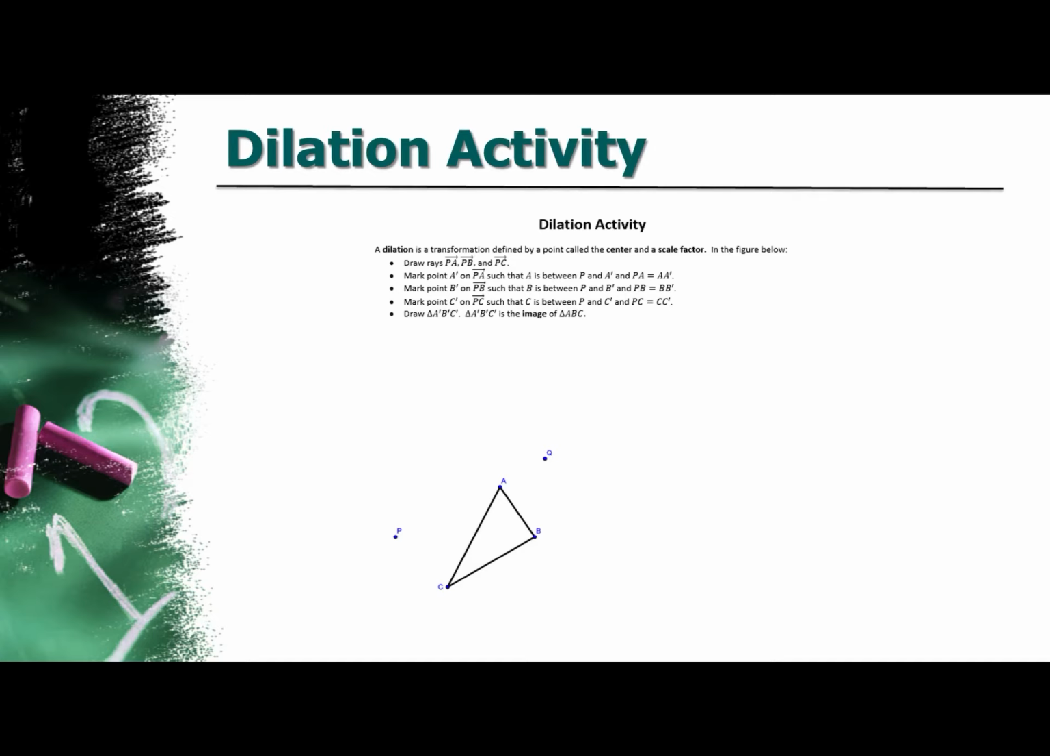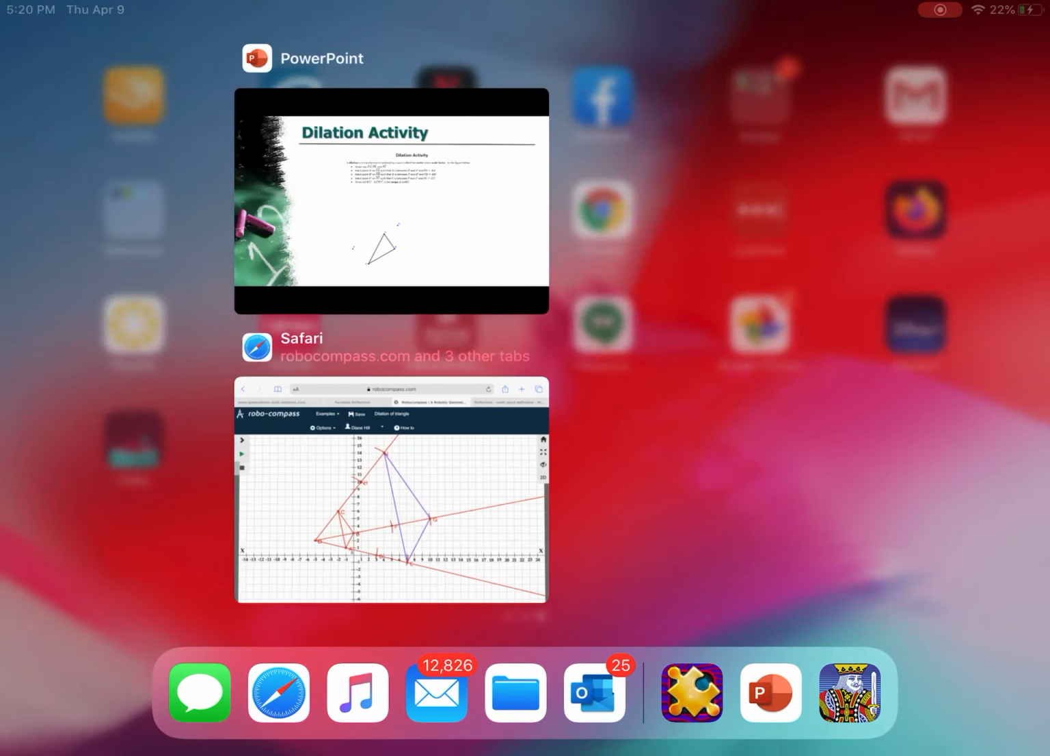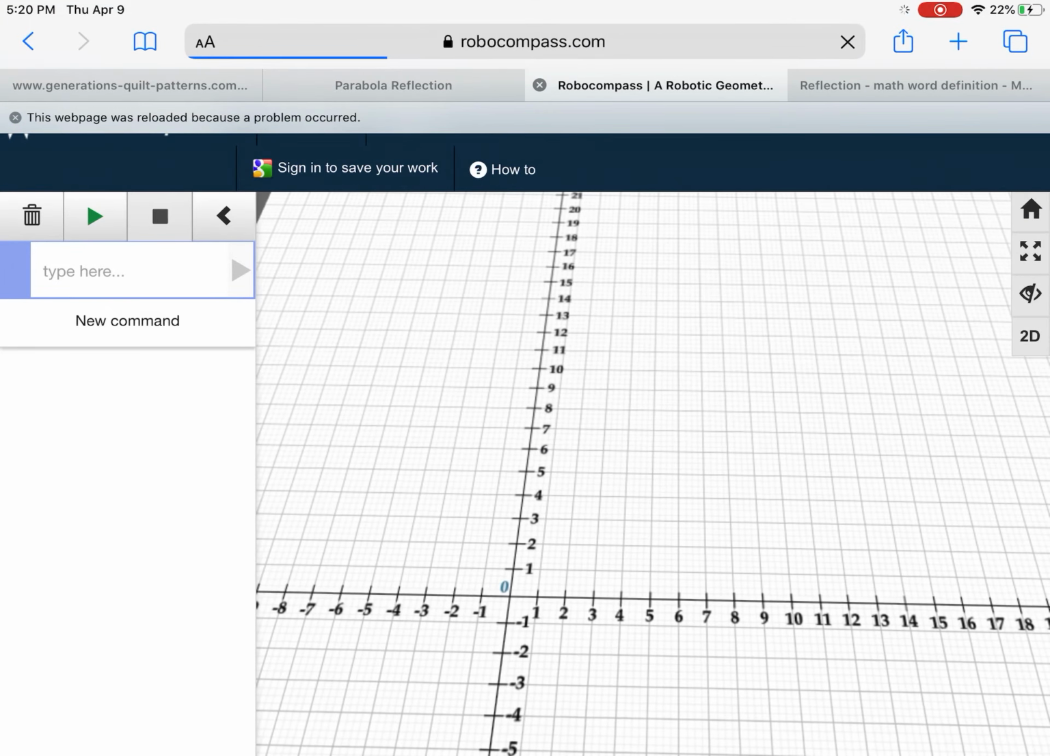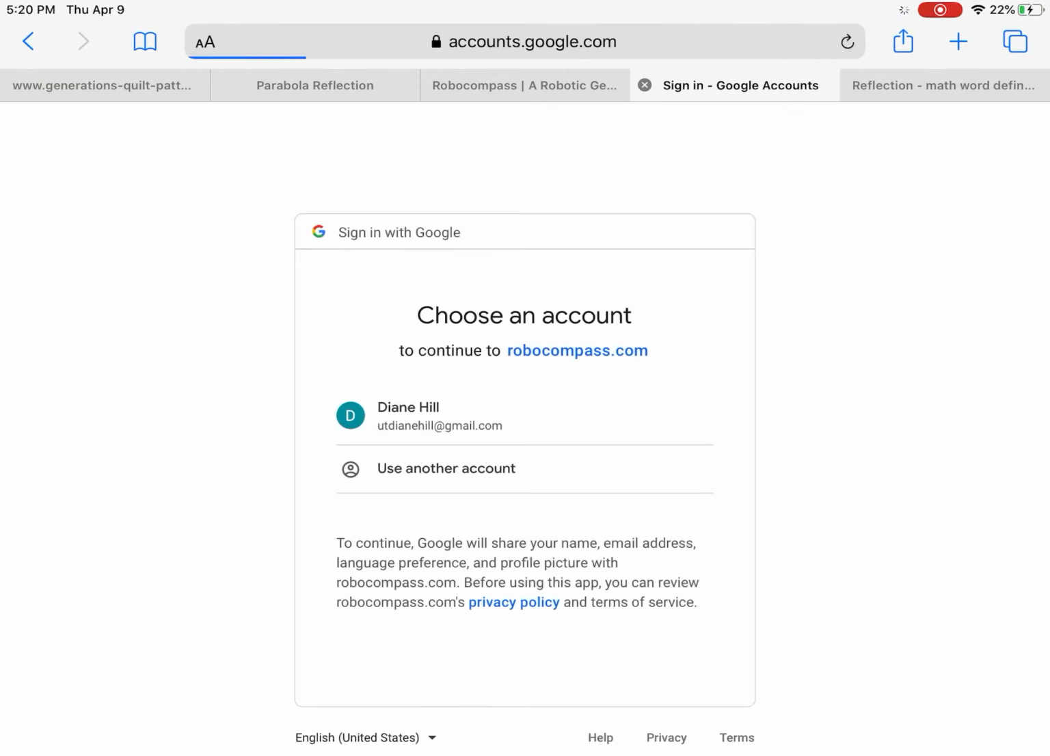So we can construct a dilation just with a compass and straight edge, just like we have before. And I'm going to show you a construction, which of course is not going to be up.